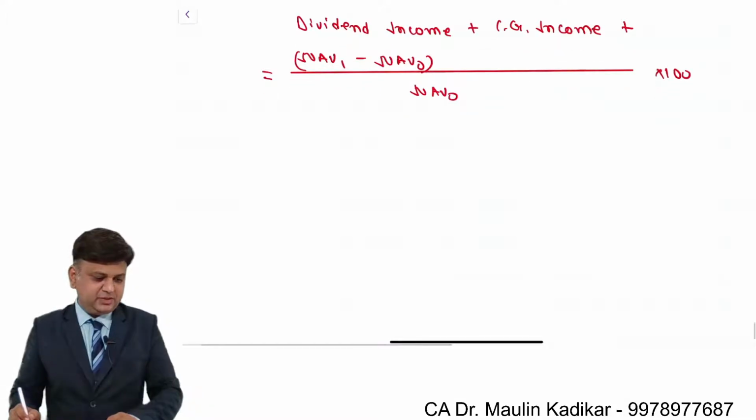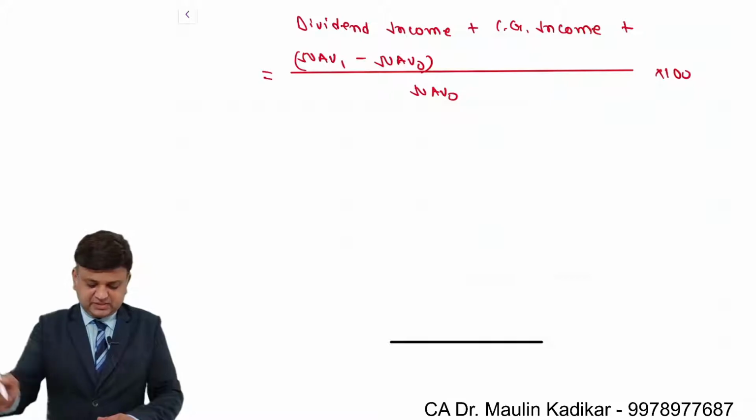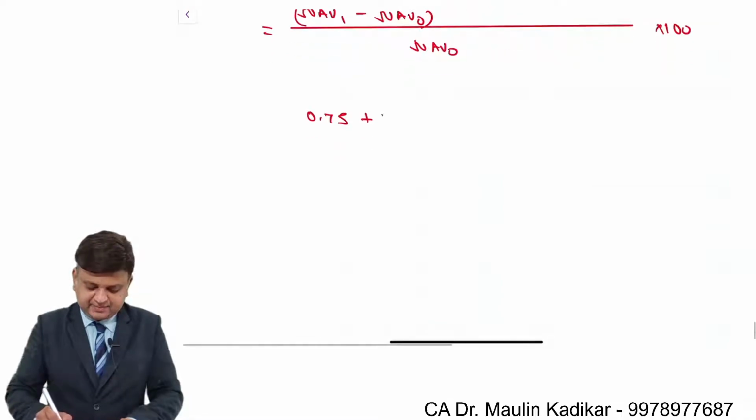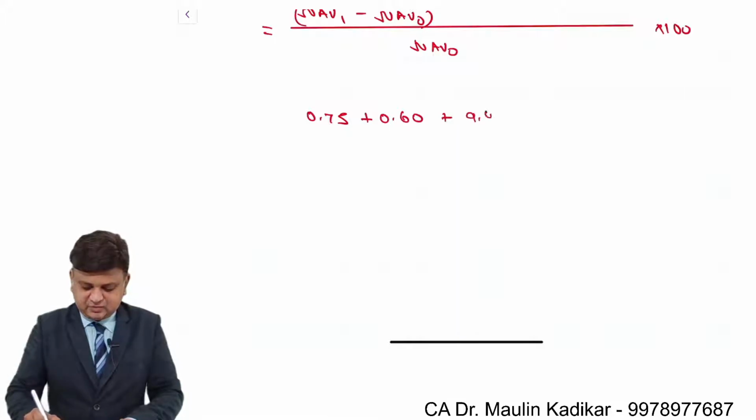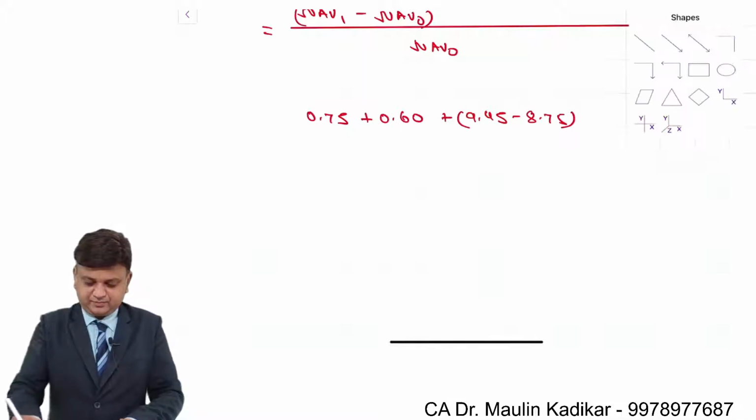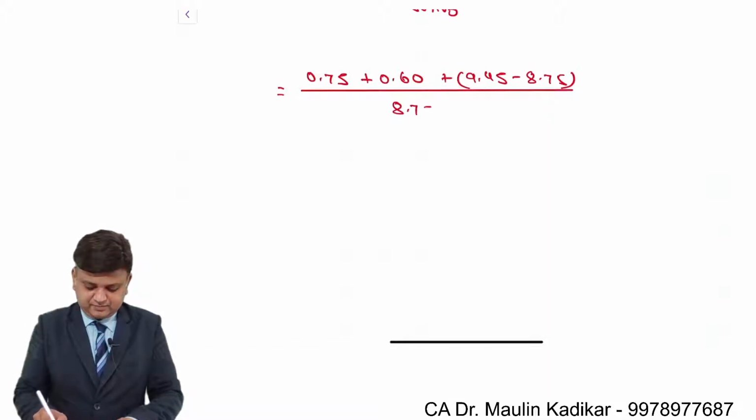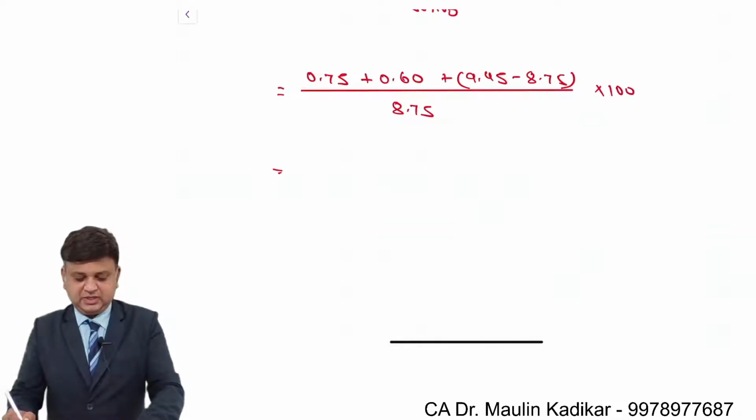As per the given information, 75 paise is the dividend income, then 60 paise is the capital gain income, NAV 1 is 9 rupees 45 paise, NAV 0 is 8 rupees 75 paise, whole divided by 8 rupees 75 paise into 100 for getting the answer in percentage terms. That is what we understand.